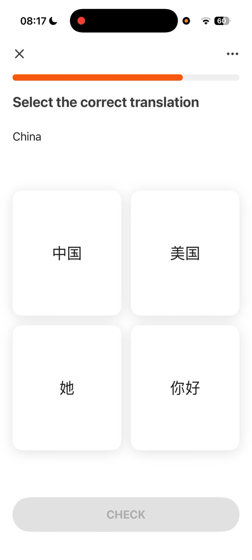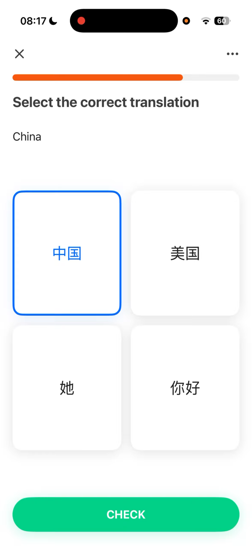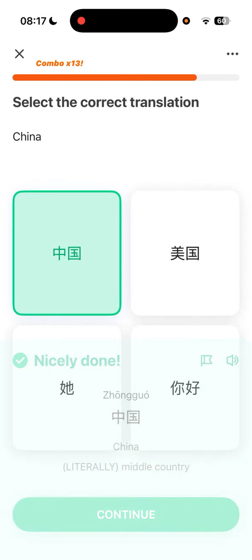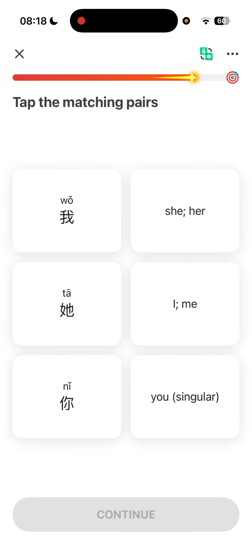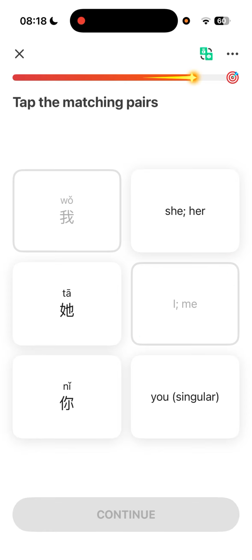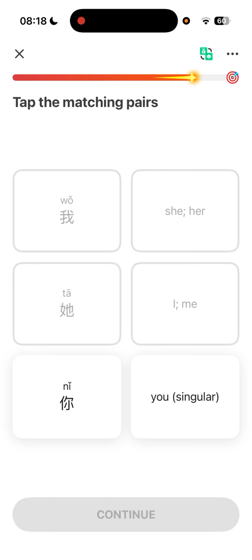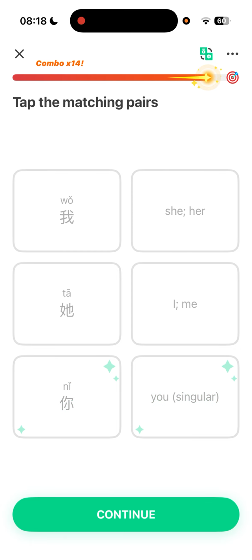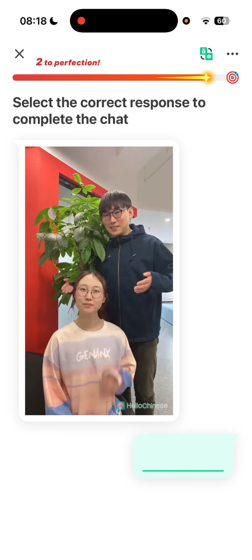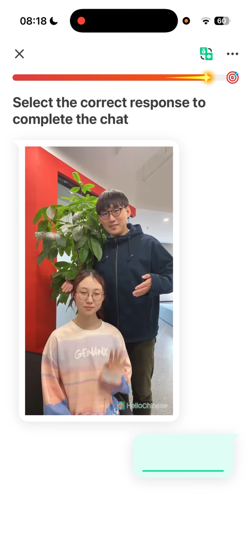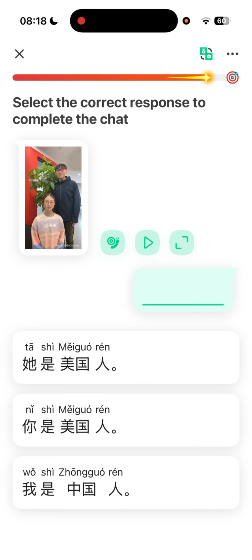China means 中国。 I think there was a character which meant slicing the cake in the middle. So this 中国。 We have to match the pairs. 我 means I or me. 他, 她 means she or her. 你 means you. Okay.